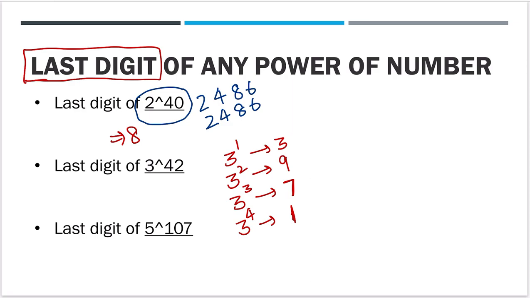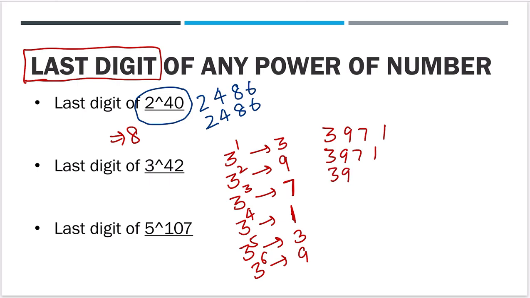And 3 raised to power 5 will be 3. Then 3 raised to power 6 will be 9. So if you see 3, 9, 7, 1, 3, 9, 7, 1, this is the pattern which is followed in the case of powers of 3, right? Now we have to find 3 raised to power 42.